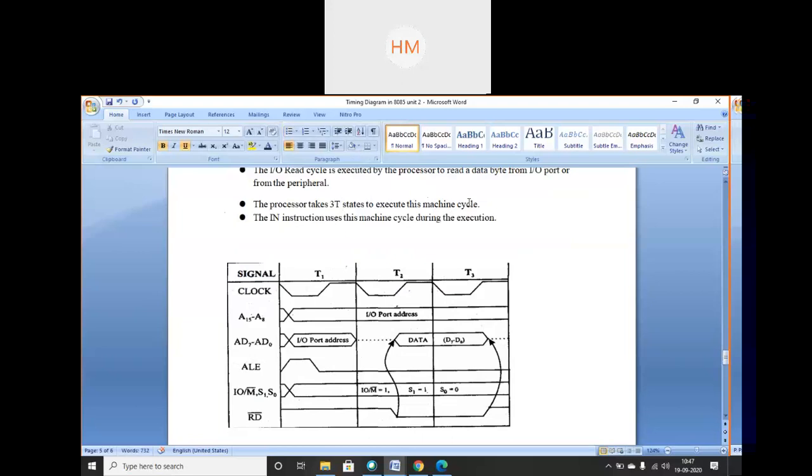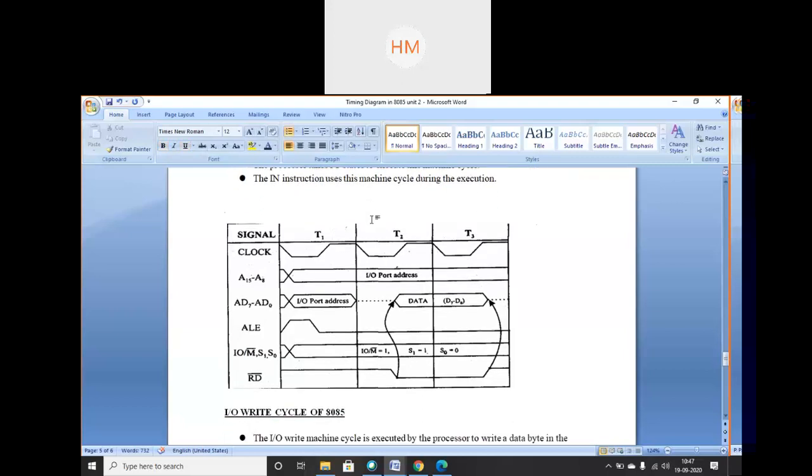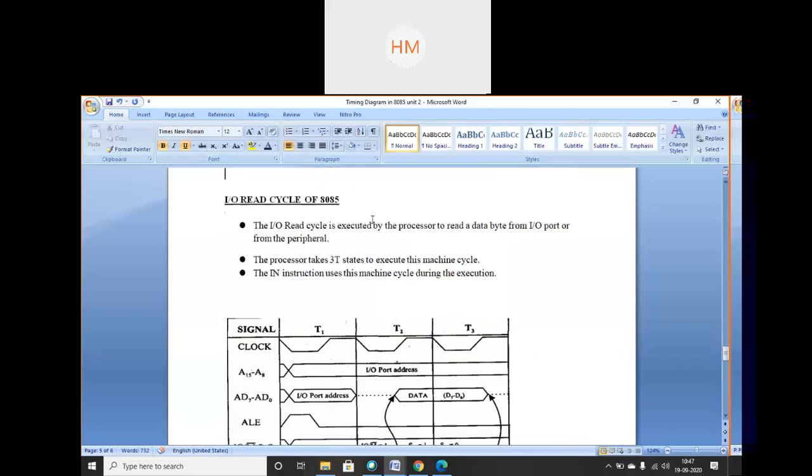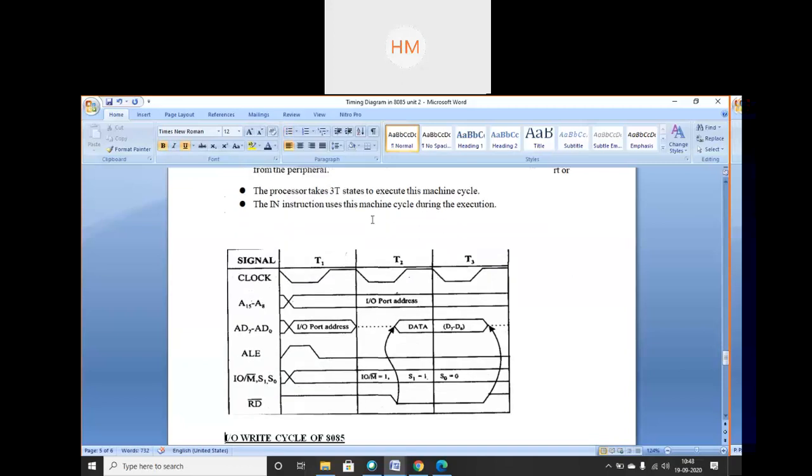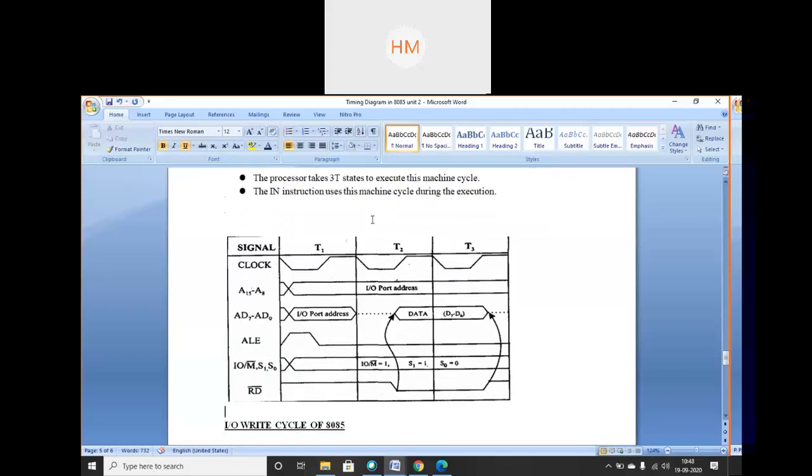And which instruction will we use? If I have connected some peripheral devices, then I have to use the IN instruction. The IN instruction uses this machine cycle during execution, so it needs only 3 T states. And its diagram is like this. Please draw this diagram, put the heading IO read cycle of 8085, and draw this diagram in your copy. Please do it fast.